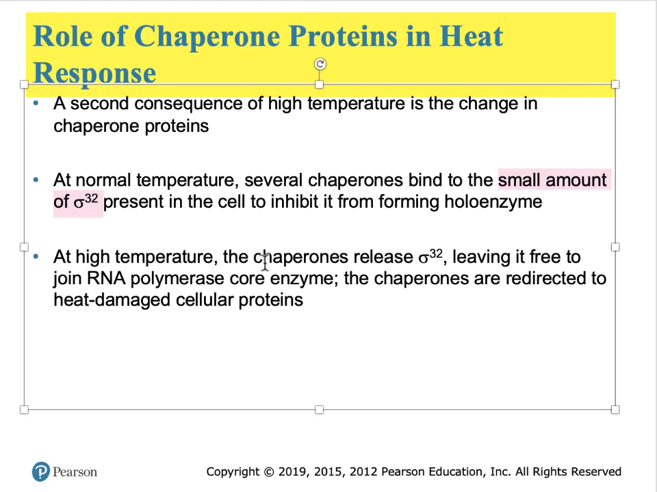As the temperature rises, these chaperones are naturally released because of molecular vibrations from the sigma 32. Then sigma 32 is free to join RNA polymerase core enzyme and form the holoenzyme, and therefore go and find its target sequences. But the chaperones aren't wasted. They're redirected to limit heat damage by binding with other proteins. When the temperature drops, they release from these other proteins, and they come back and reassociate with sigma 32. A wonderful system.